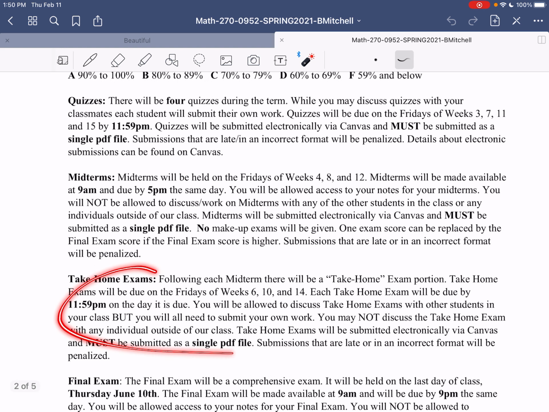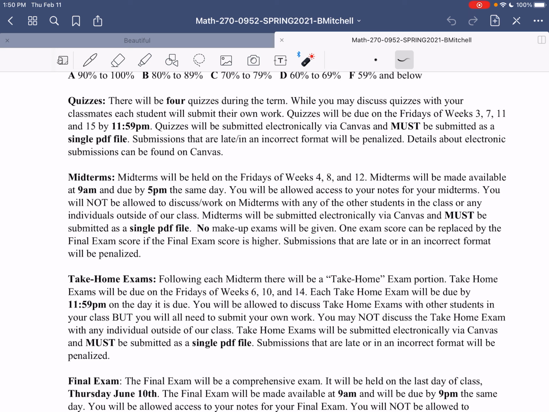Finally, we've got these take-home exams. Following each of these midterms, there will be what we call a take-home exam portion. The take-home exams will be due on the Fridays of weeks 6, 10, and 14. So you have a couple weeks following one of these midterms to go ahead and complete them. Take-home exams will be due by 11:59 p.m. on the day it is due.